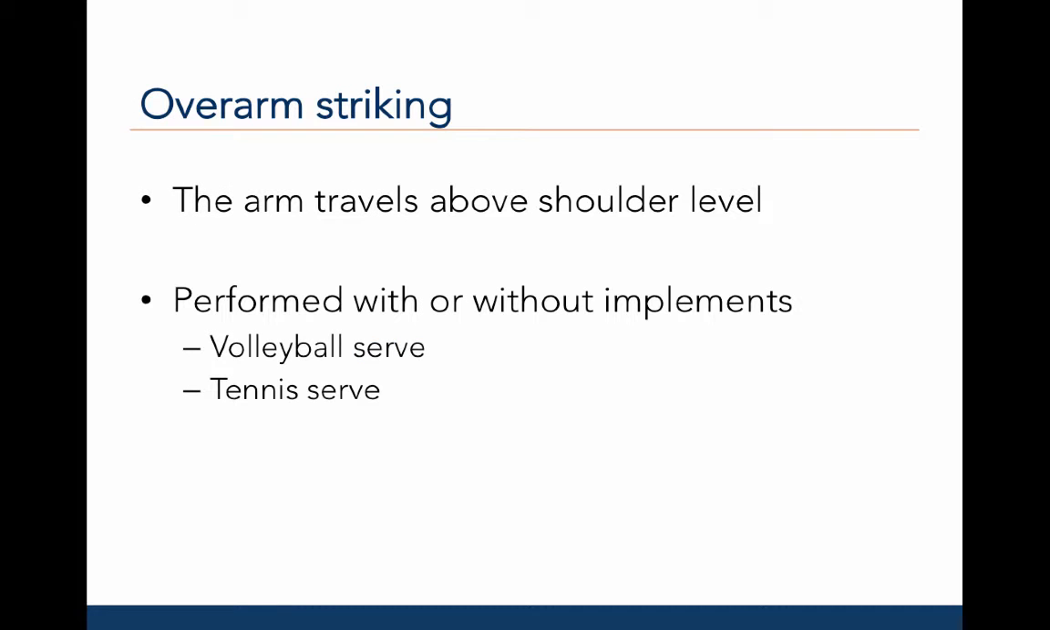Overarm striking is characterized as a striking movement in which the arm travels above the shoulder level. This movement may be performed with or without an implement. An example of an overarm strike without an implement is an overhand volleyball serve. An example of an overarm strike with an implement is an overhand tennis serve.